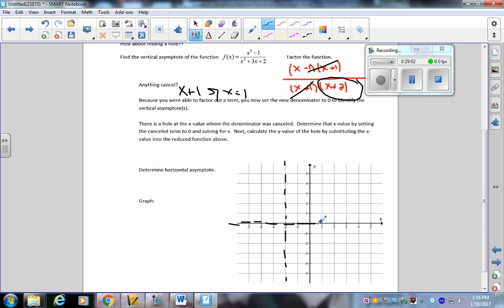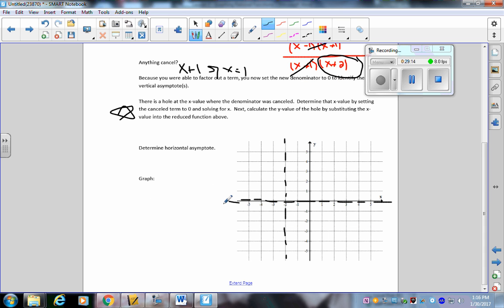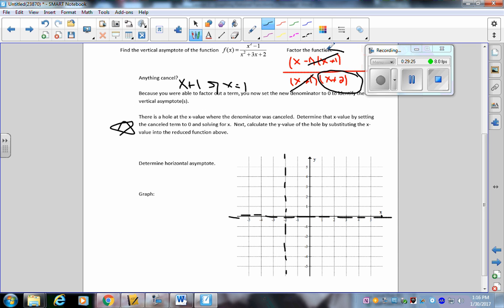Okay, so now we're going to have to deal with a hole. So in order to find the hole, it tells us right here, there's a hole at the x value where the denominators cancel. Determine the x value by setting the cancel term to 0. We already did that. So calculate the y value of the hole by putting that number back into the reduced fraction. So we don't need to put it back in with what we canceled out. So I'm going to plug 1 back into this. So x minus 1 over x plus 2.